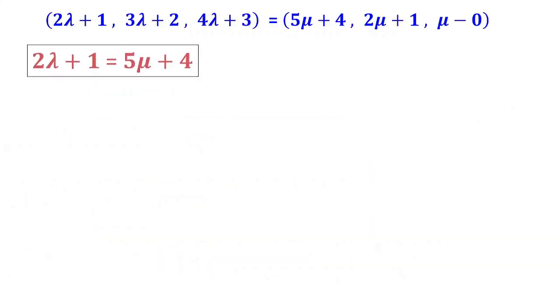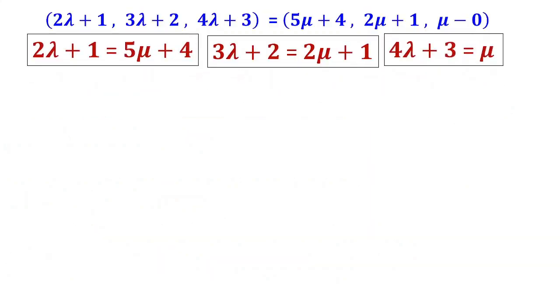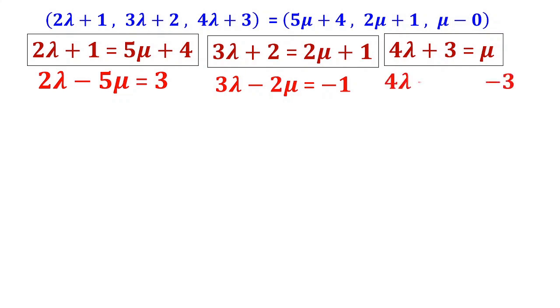Now we got equations by simply equating, and from the first equation I got 2 lambda minus 5 mu is equal to 3. From the second equation I got 5 lambda minus 2 mu is equal to minus 1. Third equation, 4 lambda minus mu is equal to minus 3. Here you got 3 equations in 2 variables where you can solve it very quickly.